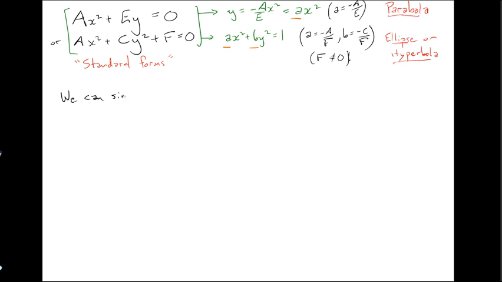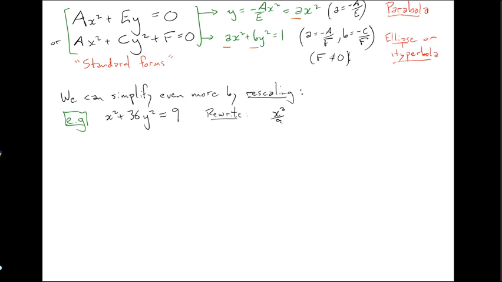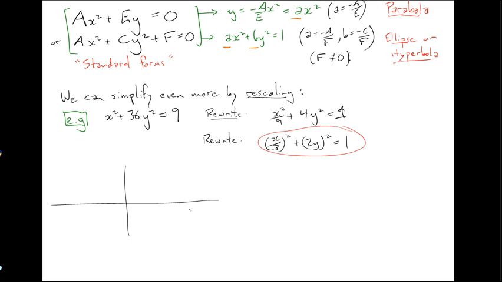We can simplify even more by rescaling, if we'd like. So let's see an example. Let's suppose we have this equation of an ellipse: x squared plus 36y squared is 9. Dividing everything by 9, we can rewrite it a little bit simpler. And if we wanted to graph this, we might look at the x and y intercepts. If you set y equals 0, you'll get x-intercepts of plus or minus 3. And if you set x equal to 0, you'll get y-intercepts of plus or minus a half. So you'd have this ellipse like this in red here.